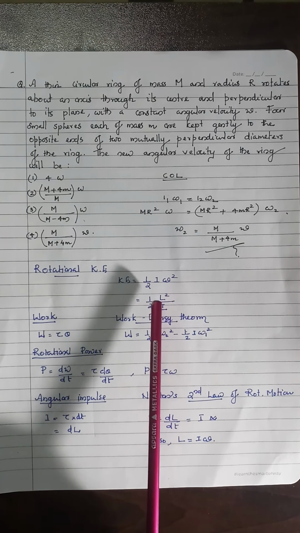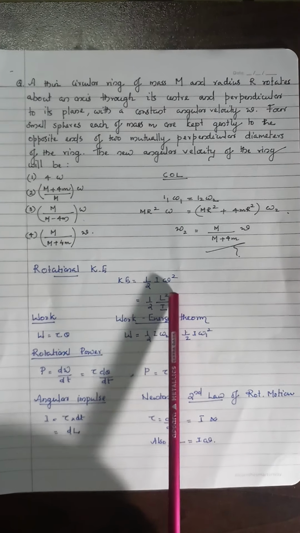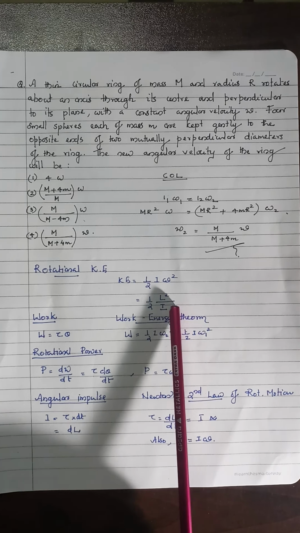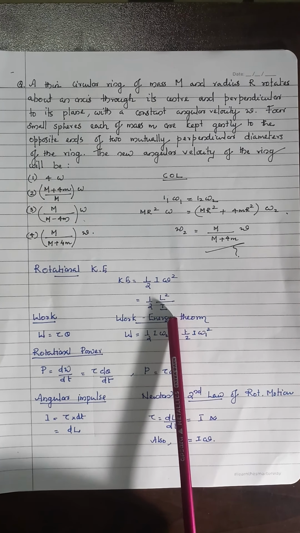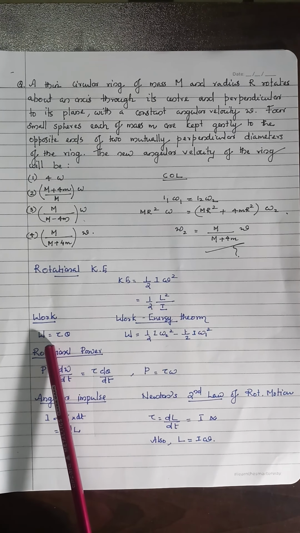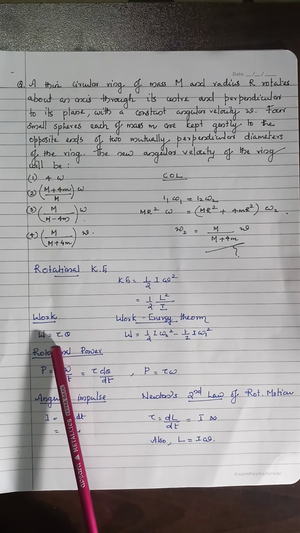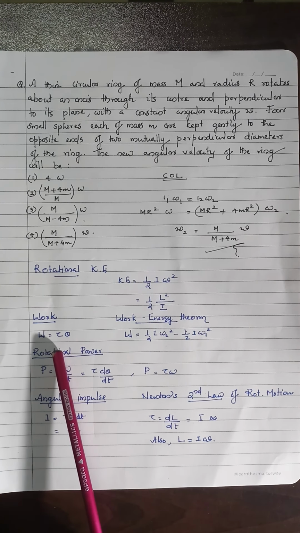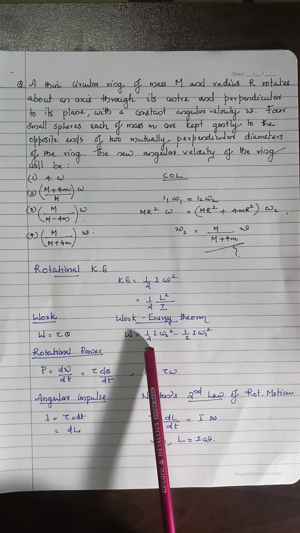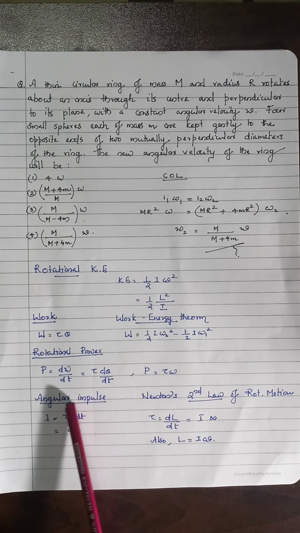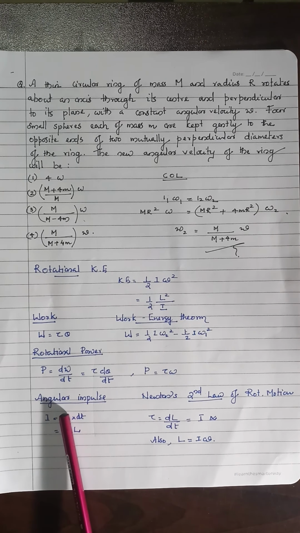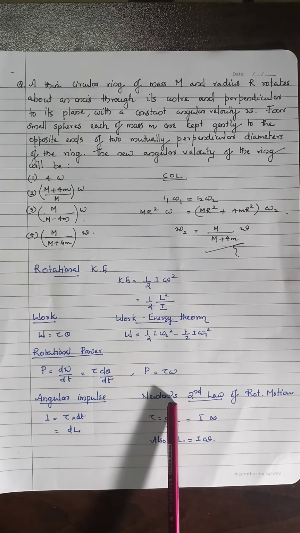And the linear velocity is replaced with angular velocity omega. In place of linear momentum, it is half p square by m; here, half L square by I. The work, it is a force and displacement; here, tau into theta, just replacing the parameters. Work energy theorem: here, half I omega 2 square minus half I omega 1 square. The rotational power, in linear motion F into V, and here it is tau into omega.